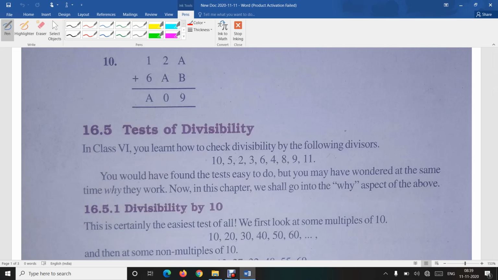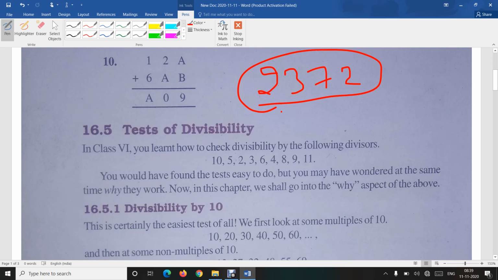So let us start. Suppose you are given a number like 2372. If someone asks whether this number is divisible by 2 or not, and you have to answer quickly, obviously you do not have so much time to do the actual division. But you have to answer quickly whether this number is divisible by 2 or not. So how will you answer?